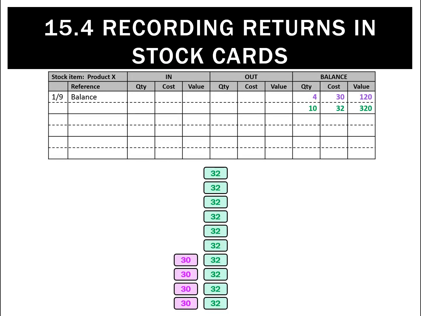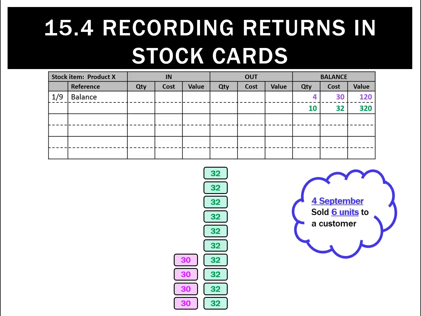So we started off with a balance of 4 units at 30, 10 at 32, then we had this sale on the 4th where we sold 6 units. So for sales, we always apply FIFO. So we assumed 4 at $30 left, and then the next 2 must have been 2 at $32. So that's applying our FIFO, which we do for sales. That left us with 8 at $32.